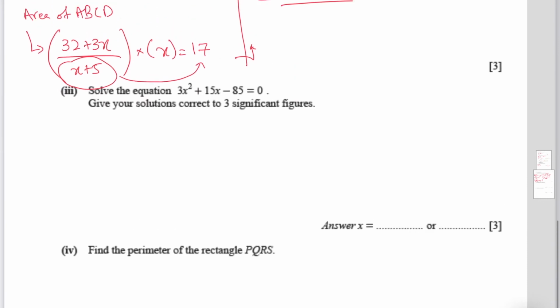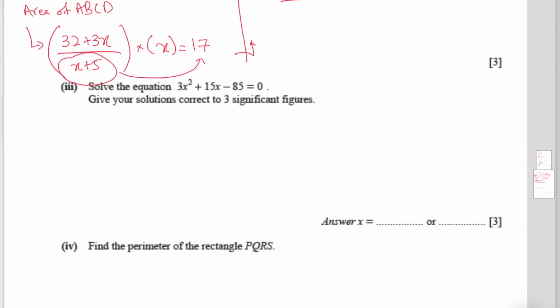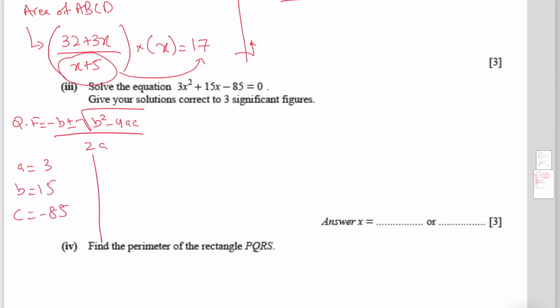The next part says solve the equation 3x squared plus 15x minus 85 equals 0. Give your solutions correct to three significant figures. Okay. To find this, the easiest way is using the quadratic formula, which is negative b plus minus under root b square minus 4ac, divided by 2a. A in this case is 3, b in this case is 15, and c is negative 85. Let's plug in these values.